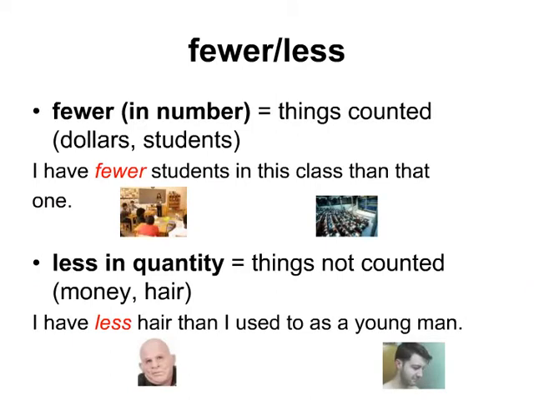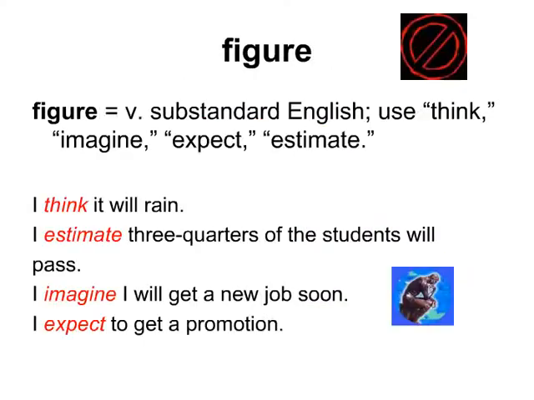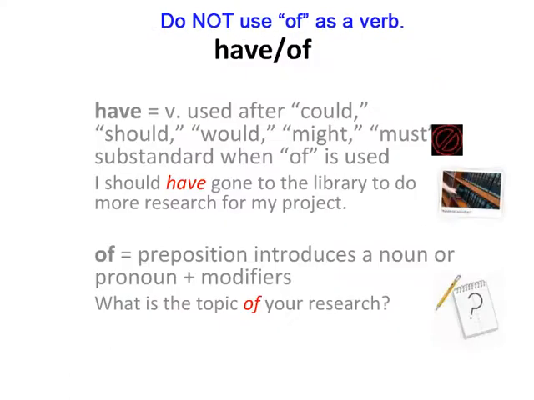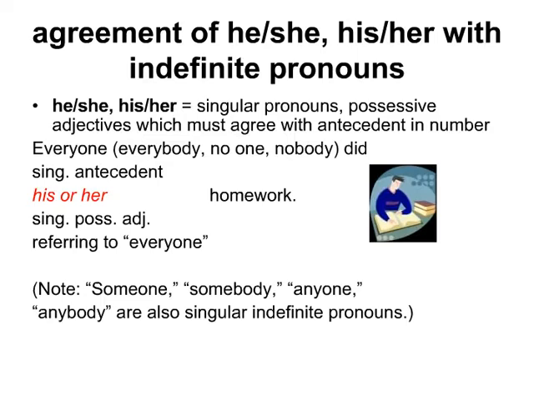The use of fewer and less also presents special problems for students. Use fewer if you can count things, and less if you cannot. Using figure when you want think is slang. Using of as a verb is substandard English. This is another very common pitfall in students' writing.